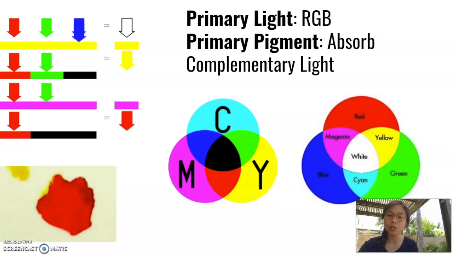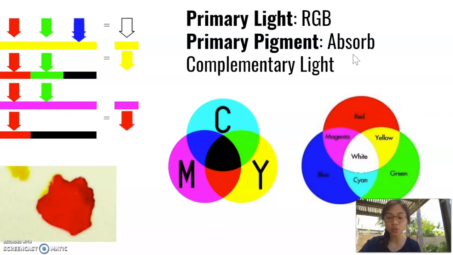Remember that the primary light colors that comprise white light are red, green, and blue, and each primary pigment absorbs one of these lights. When we then mix two pigments together, we're now subtracting two colors from the white light. Then whatever primary light color is left of red, green, or blue will be the light that is reflected.